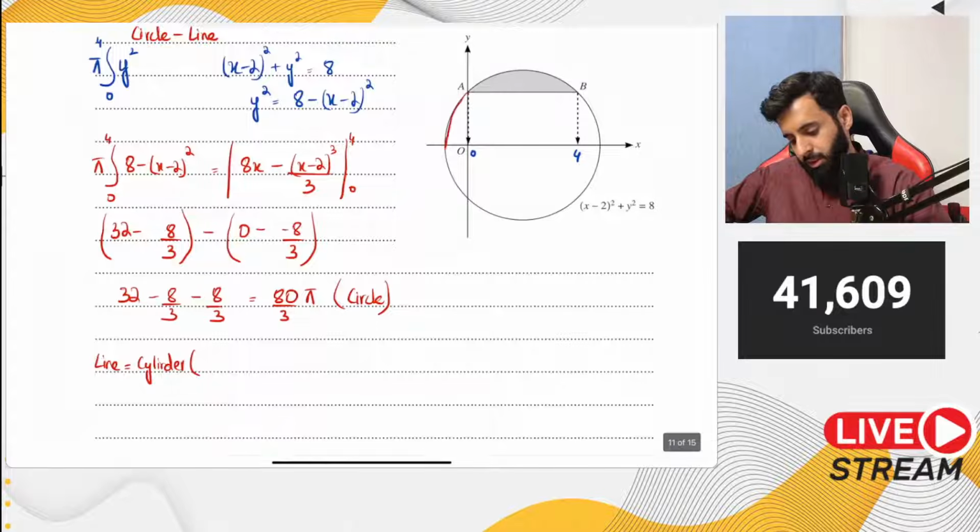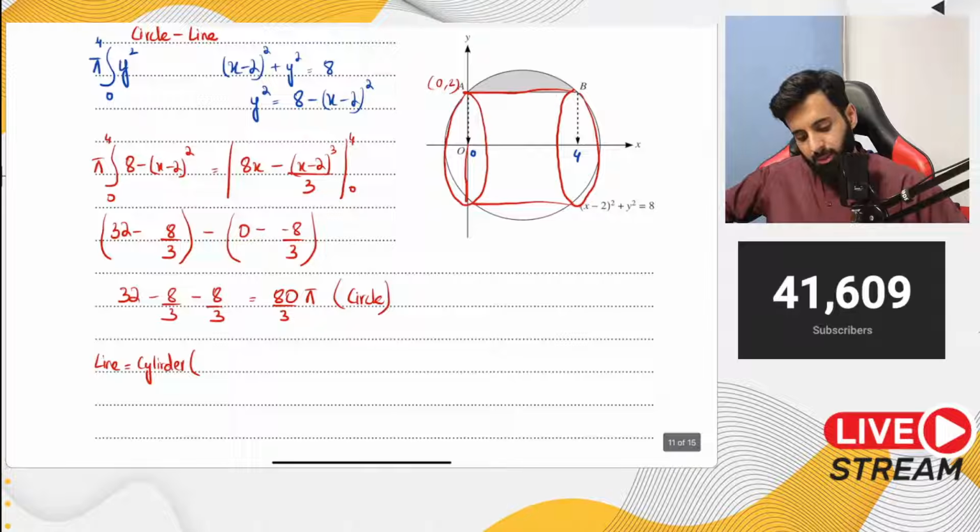Look, you will get this cylinder when we rotate this. Here also the same thing will form. So the radius of this cylinder will be, one of the coordinates is 0,2. That means the radius will be 2. And the height is this horizontal length. What will the height be? It will be equal to 4. So height equals 4.